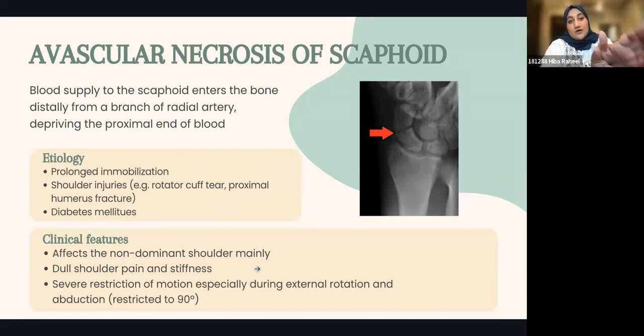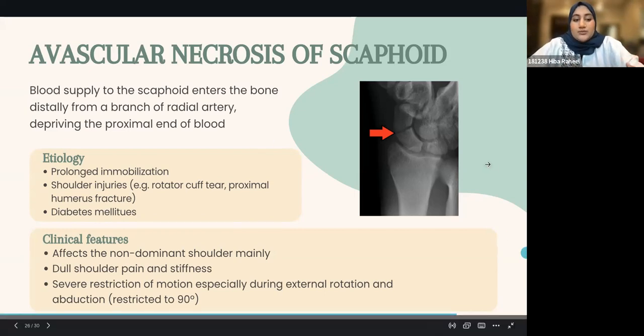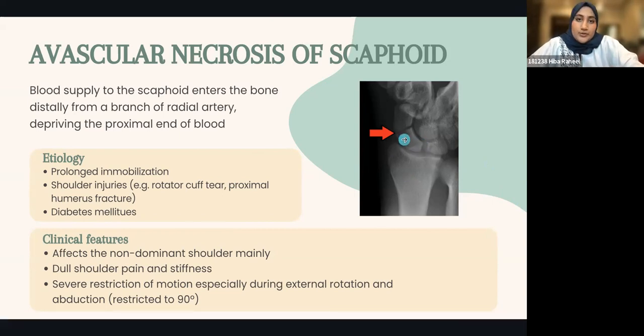When someone falls on an outstretched hand, their scaphoid gets broken in half, and distally they get the blood supply, but proximally they don't have a blood supply. As a result, it undergoes necrosis, and then the infection can spread to the tissues around. Okay, and what is the treatment? You usually just have to take the patient into the OR and surgically remove the bone.